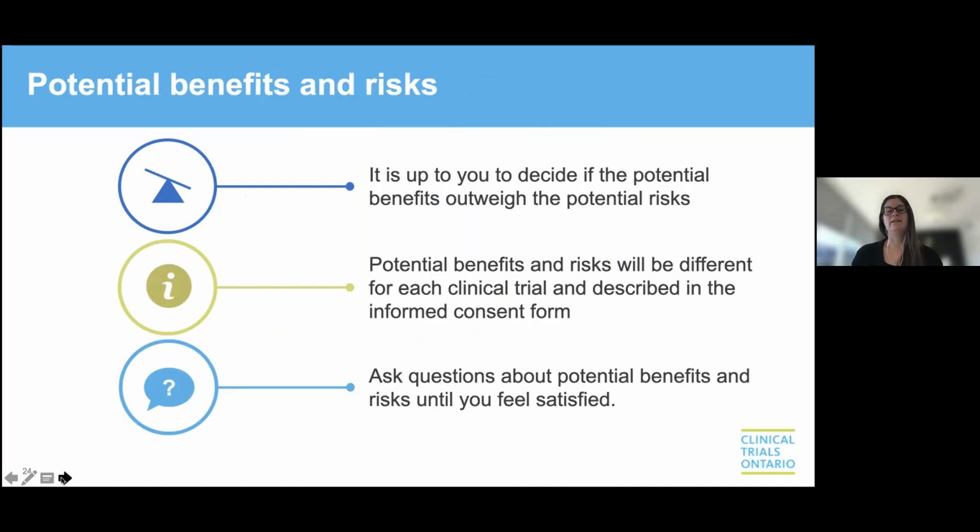Keep in mind that all clinical trials have potential benefits and risks. Obviously, efforts are made to minimize the risks, but there will still be potential risks. This is a really personal decision, so it's really up to you to decide if the potential benefits of the study might outweigh the potential risks. The potential benefits and risks will be described in the informed consent form for you. Nevertheless, you should ask lots of questions. Even if you read the informed consent form and you're aware of what they are, continue to ask questions until you feel satisfied with the answers that you're getting about potential benefits and risks.